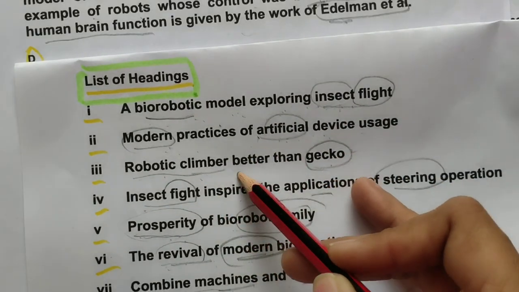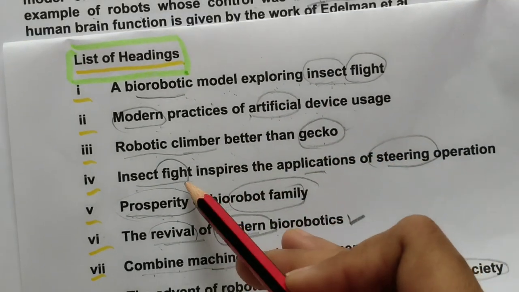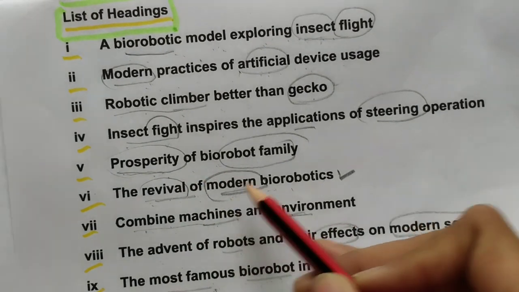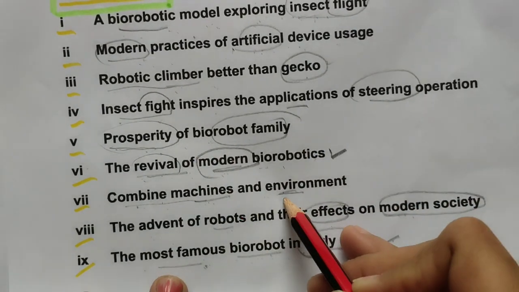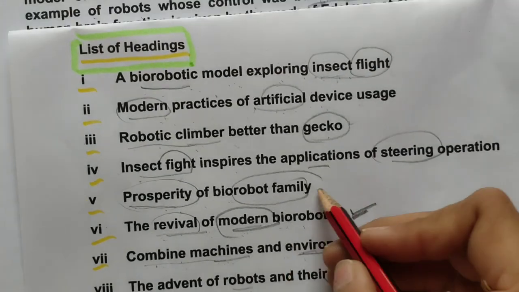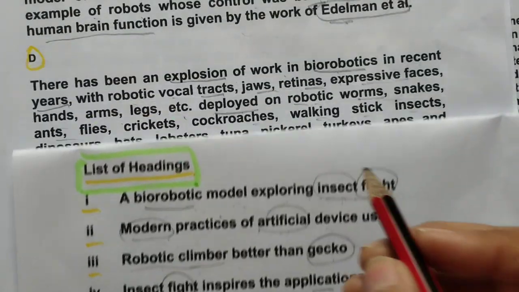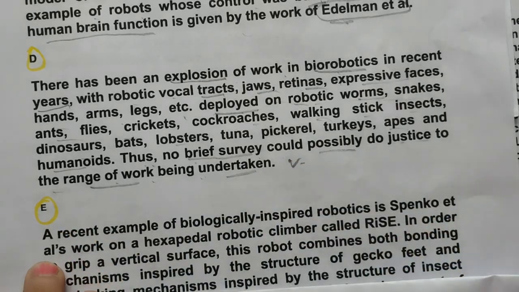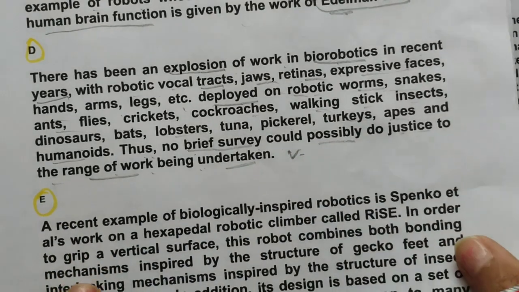Modern robotic climber, gecko is also not there, flight is also not there. This is left, and revival, this we have selected. This is not exactly matching. I think this, no sorry, this we can go with 5th number with this. Okay, now E number paragraph.